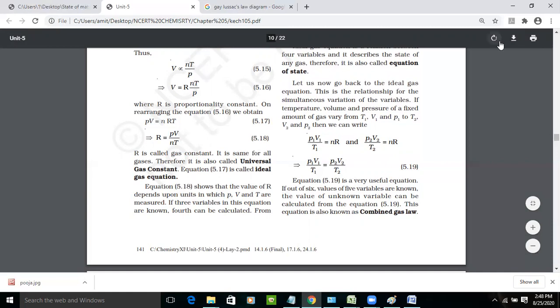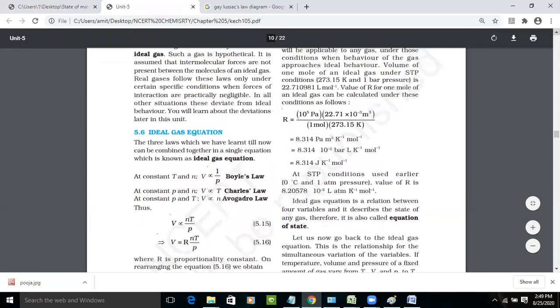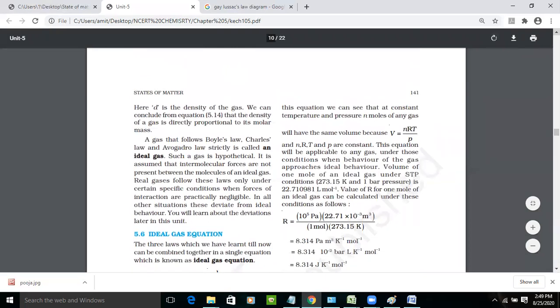And after this equation, which is 5.18, we find that R depends upon the units in which pressure, volume, and temperature are measured. If I have a specific pressure, temperature, and volume, R is affected by these. So if three variables in an equation are known, the fourth can be calculated. If you know three of these variables, then you can find out the value of the other one, right?